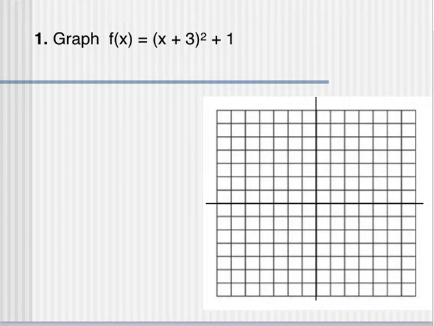f of x equals quantity x plus 3 squared plus 1. So let's figure out what the parent function is. If you look at that, the parent function, the simplest version of this, is y equals x squared, or f of x means y. F of x equals x squared. So it's an x squared type of graph. It'll be a parabola, sort of U shape.